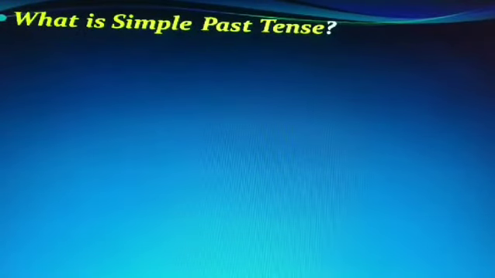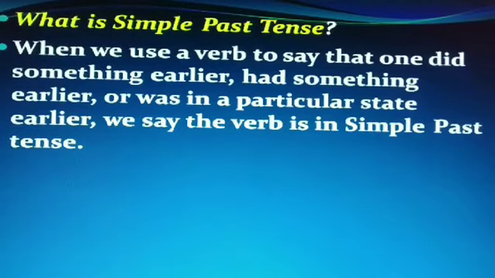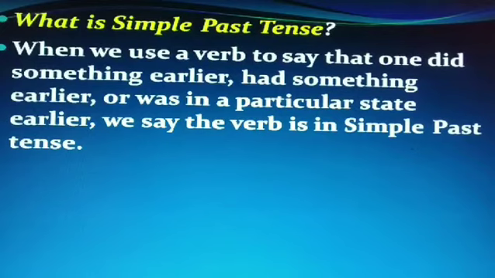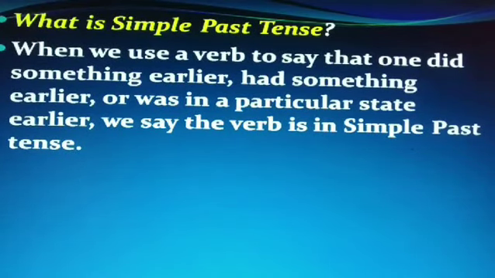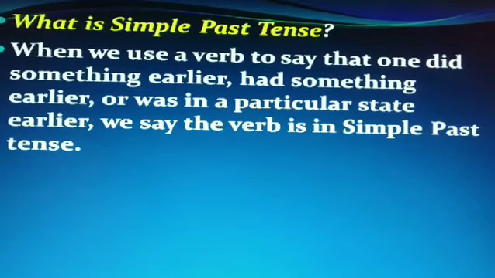What is simple past tense? When we use a verb to say that one did something earlier than present time, had something earlier than present time, or was in a particular state earlier than present time, we say the verb is in simple past tense. That means something that happened earlier than this time, than present, is called simple past tense.